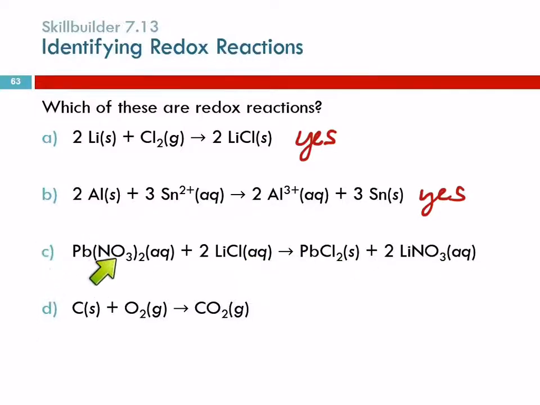Here we've got lead and nitrate, lithium and chloride, and over here they've swapped partners. Now the lead is with the chloride and the lithium is with the nitrate. In the reactions that we've done, the charges on these ions don't change. They're just swapping partners. There's no transfer of electrons. So this is not a redox reaction.